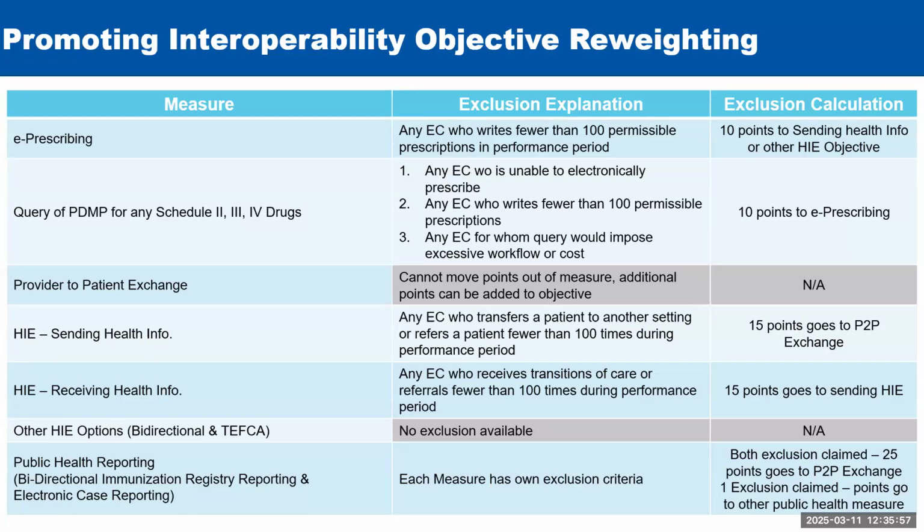Essentially, to keep this really simple, if you take an exclusion for a specific measure, points are going to roll up to another measure in the same objective if applicable. If you meet exclusion criteria for an entire objective, points are going to roll up to either HIE or provider to patient exchange, depending on that exclusion. If I've completely confused you by this point, I deeply apologize. Just please add your questions into the chat and I'll do my best to explain it in a different light. And please don't hesitate to talk to your advisor as you begin planning and working on promoting interoperability. We can show you on our gap analysis tool exactly how reweighting scenarios can take place.